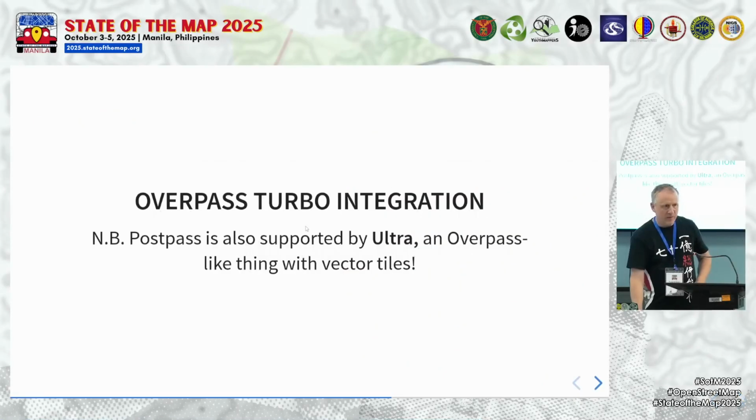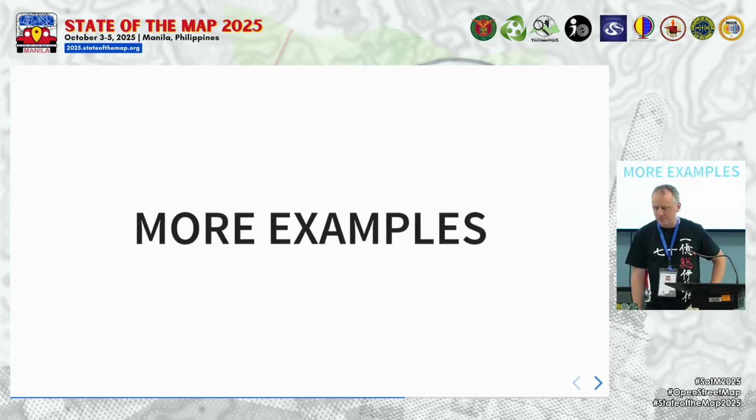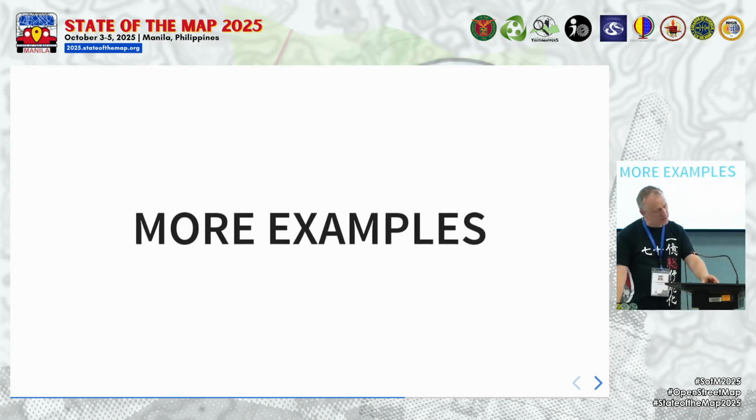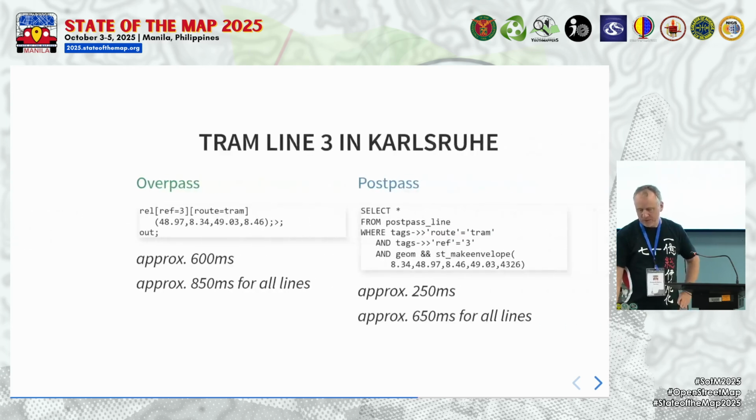Right. There's also something similar to Overpass Turbo that's called Ultra. And it's based on vector tiles and has some other features. The guy who runs Ultra has also built in support for Postpass. I have some more complicated examples for you. Let me see. Yeah, we still have some time.